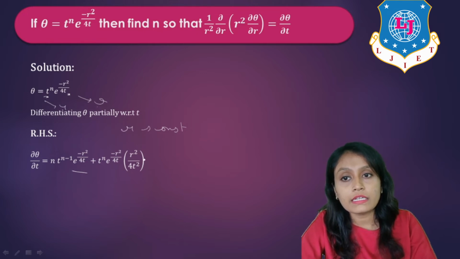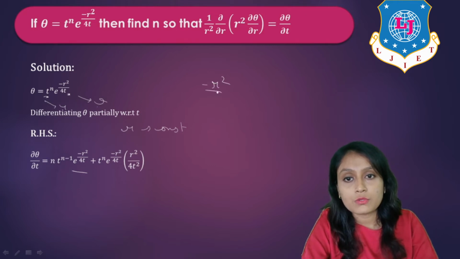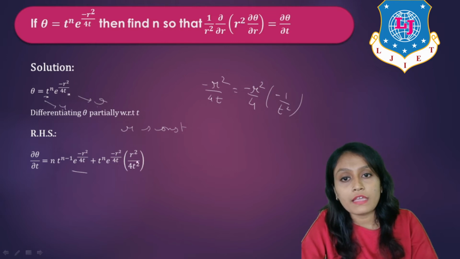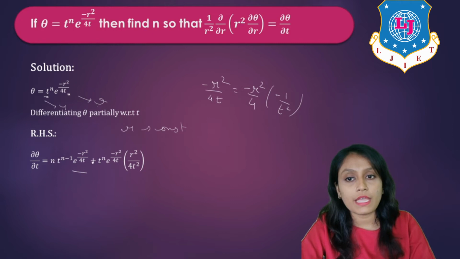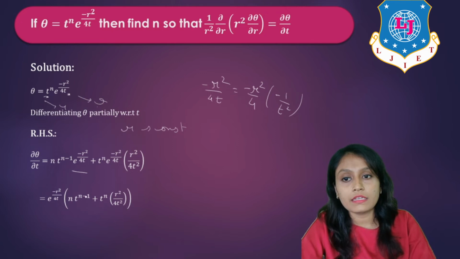Now here take derivative with respect to t. So here we have minus r square upon 4t. We have to take derivative with respect to t. So r square and 4 are constant, and the derivative of 1 upon t is minus 1 upon t square. This minus minus will get cancelled. What we have is r square upon 4t square. Now we will take e raised to minus r square upon 4t common, and the other term, that is n t raised to n minus 1 plus t raised to n into r square upon 4t square, as it is.